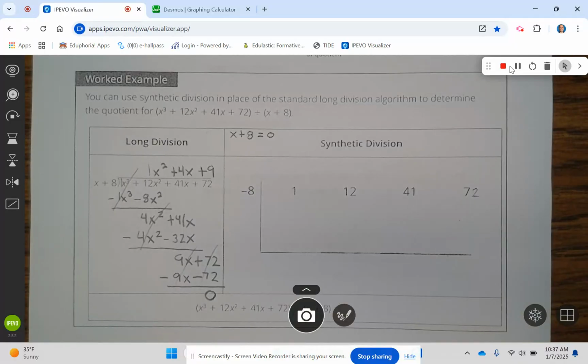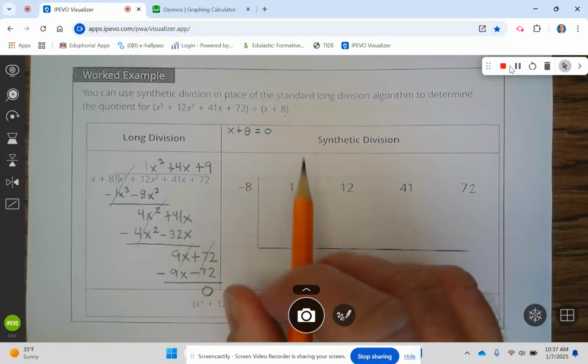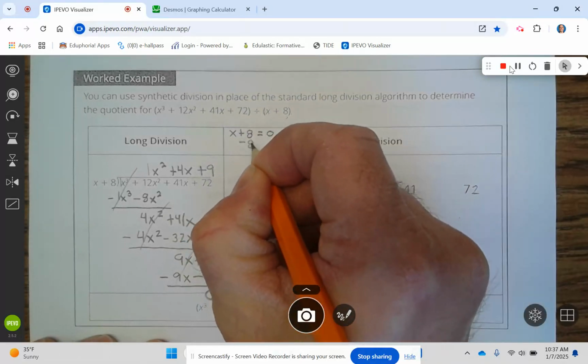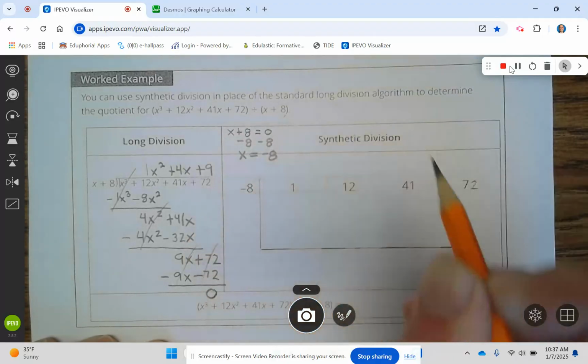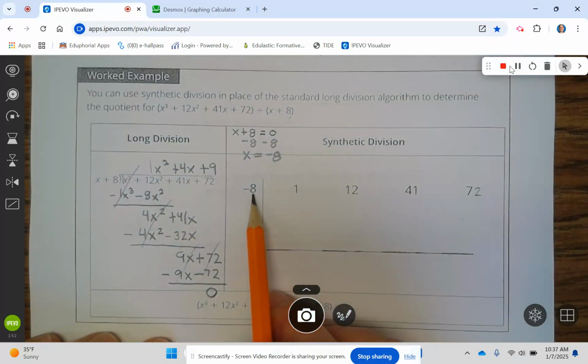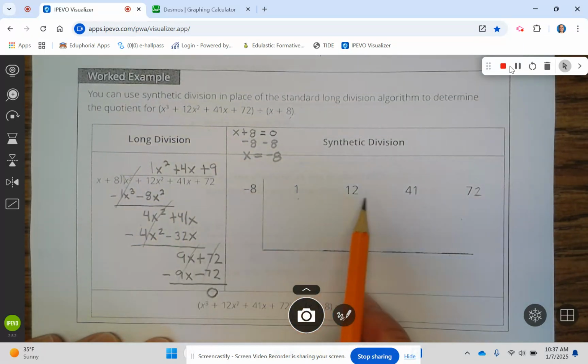Alright, now let's look at the same problem but using synthetic division. First thing to do is we set x plus 8 equal to 0 and solve. So to do that, we subtract 8 from both sides. You get x equals negative 8. So the negative 8 goes here, and then we take the coefficients of each term and put them here. So 1, 12, 41, and 72.